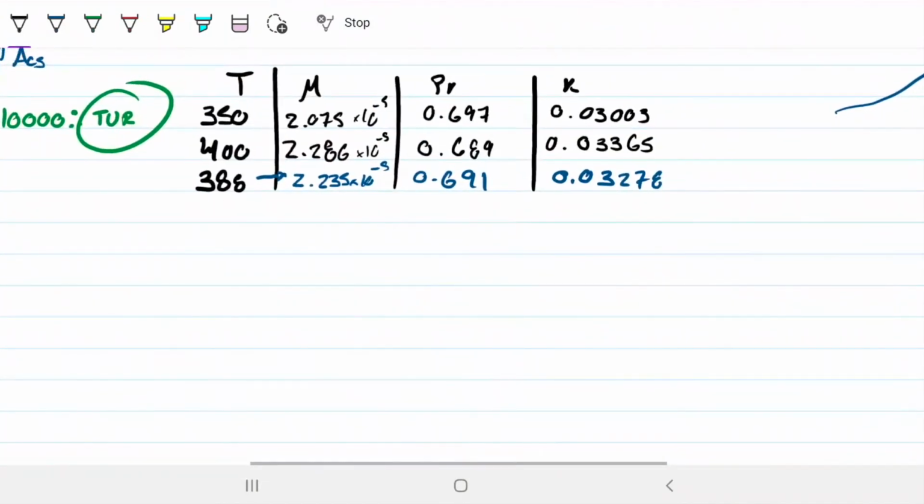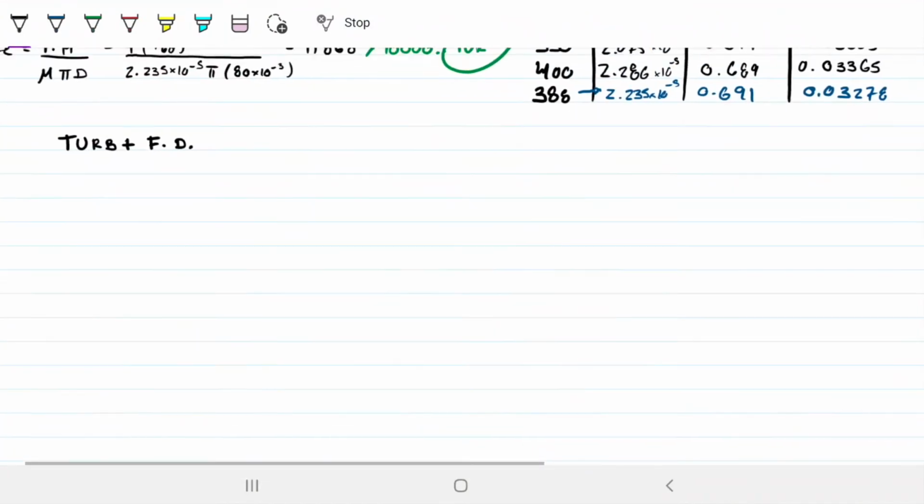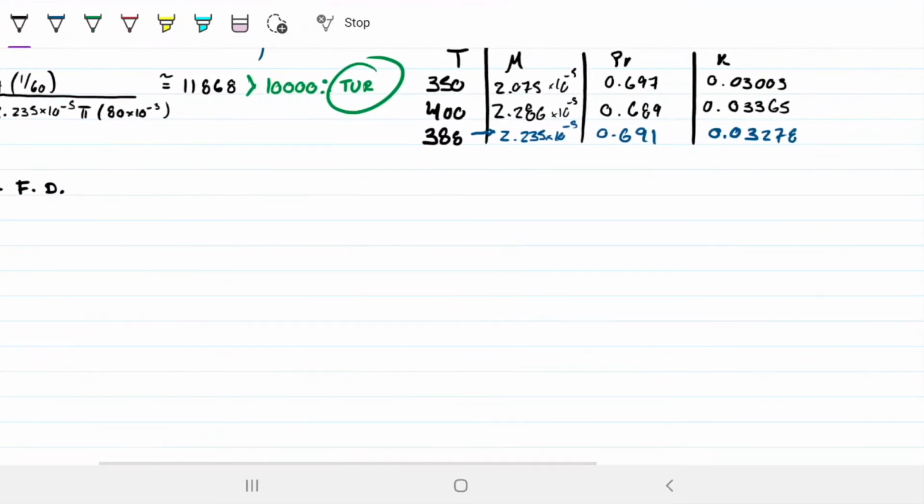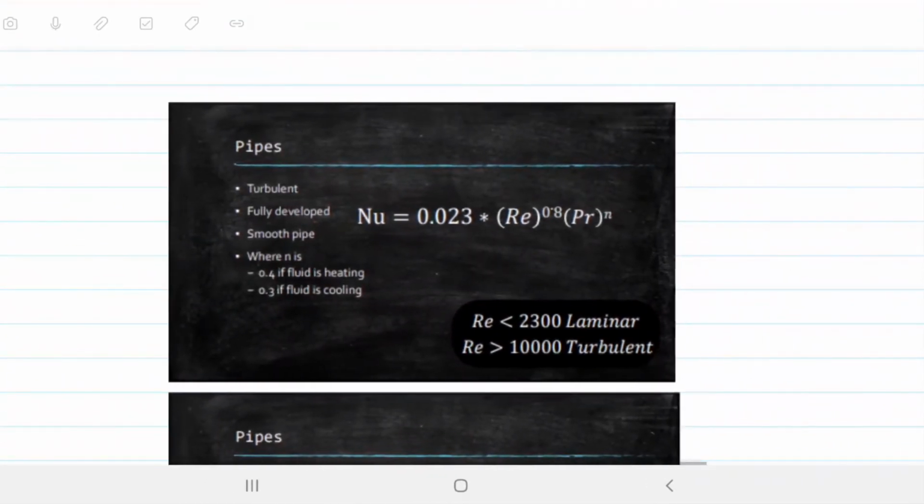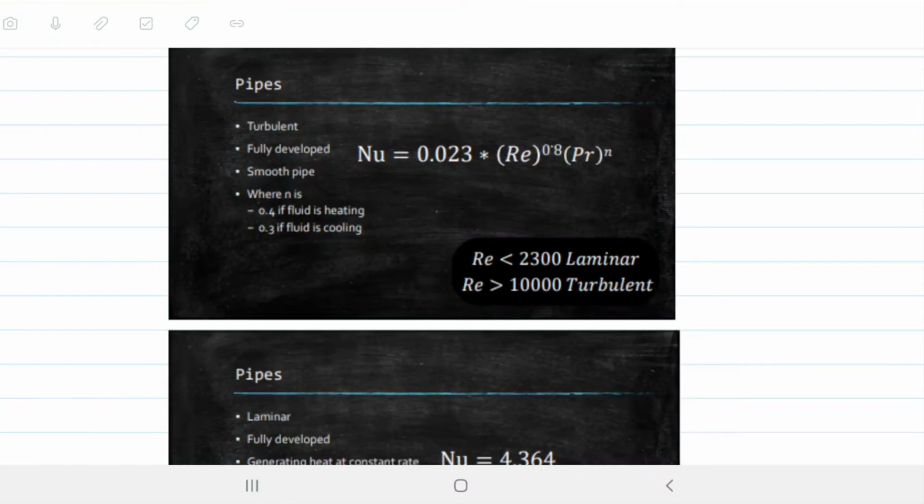Now, we've talked about that before. Let me see if my correlations are here anywhere. If not, let me just pause the video and get the correlations here. Okay, so this is somewhat a simplified view of the possible correlations we have. This is a situation in which we have turbulent flow and fully developed, which is exactly our case. And then we just need to figure out what is this n here. If the fluid is heating up, we use that one. If it's cooling down, we use the bottom one.